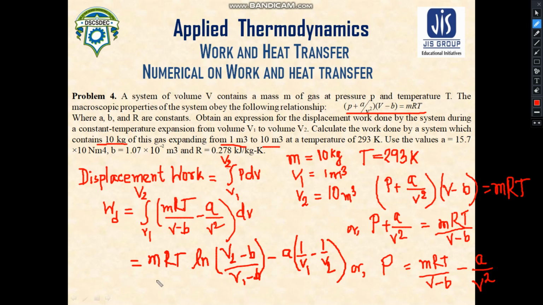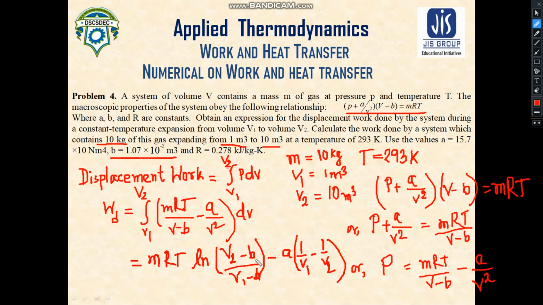So now you have all the data available here. You know the mass, which is equal to 10 kg. You know R, the gas constant, which is equal to 0.278 kilojoule per kg Kelvin. You know the temperature, it is 293. The expansion process was a constant temperature one, so the temperature remains constant at 293. You know the values of V2 and V1: V2 is given as 10 meter cube, V1 is given as 1 meter cube. You know the value of B, which is given as 1.07 into 10 to the power minus 2 meter cube.